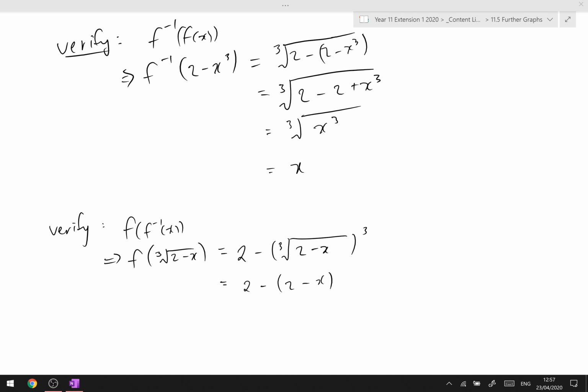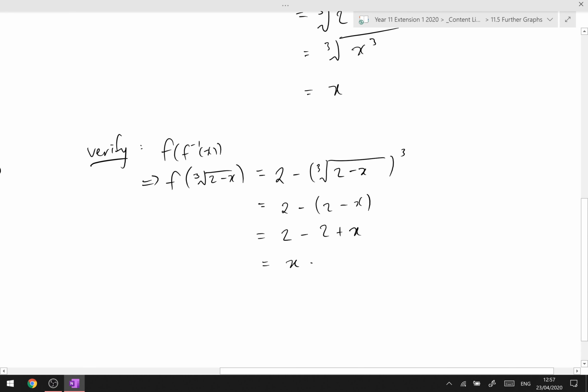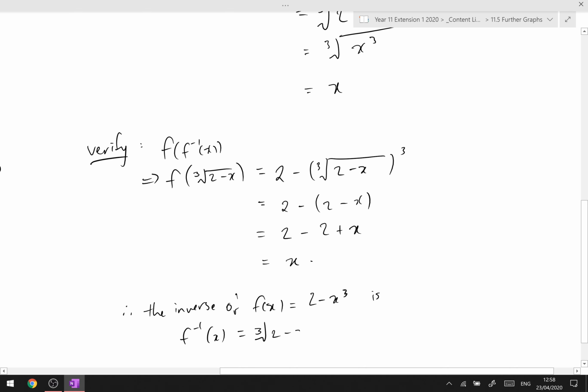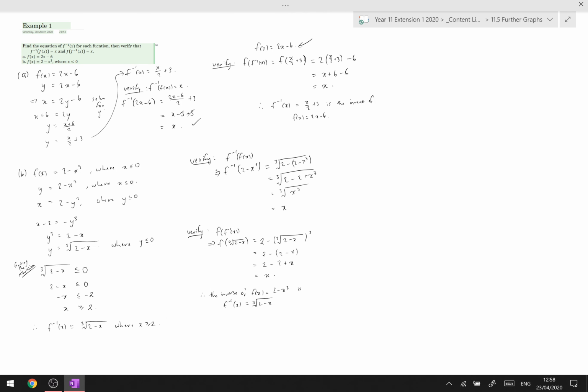So verify and verify. Therefore, just to finish it up, the inverse of f of x equals 2 minus x cubed is f negative 1 of x equals the cube root of 2 minus x, like that. So that's those two functions there. A lot of working out for those two questions, but it's relatively easy. It's just a process that you need to follow.